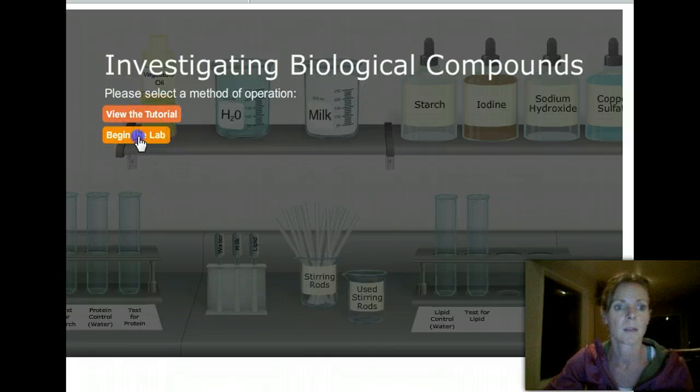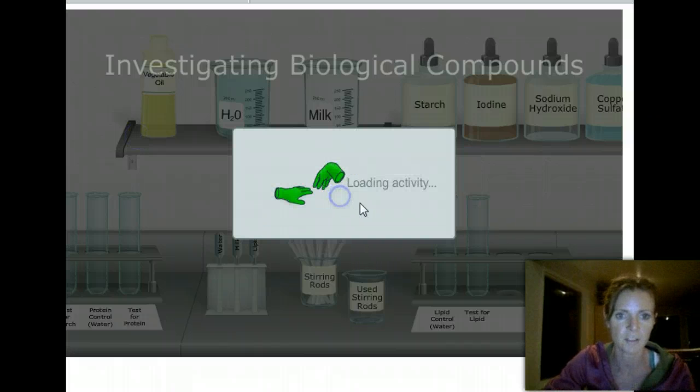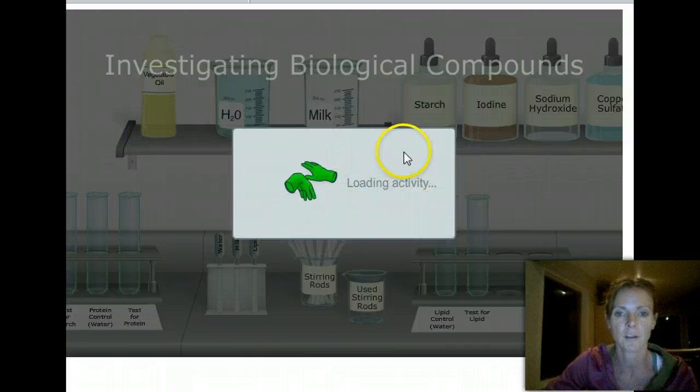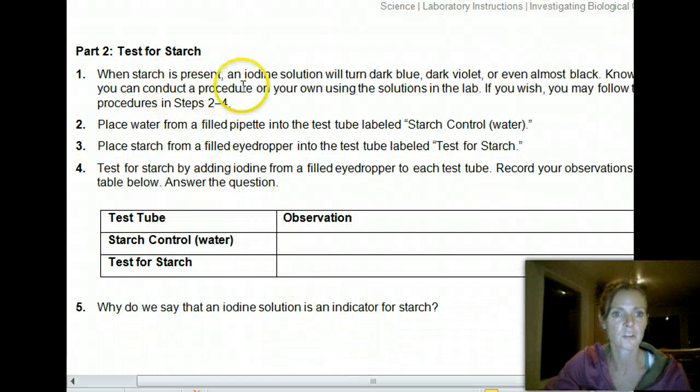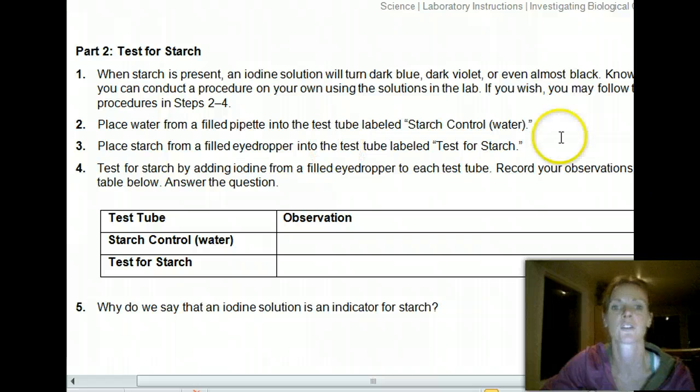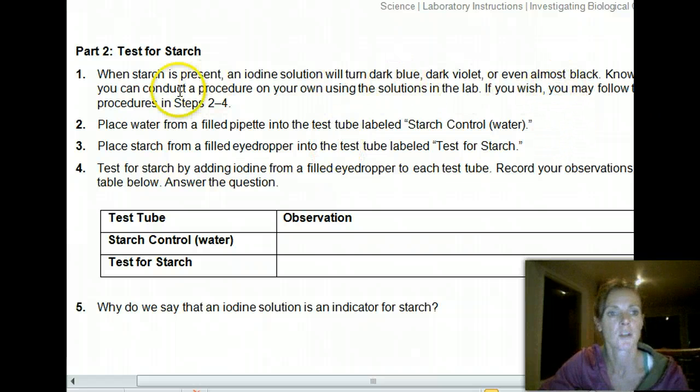Okay, begin the lab. So choose your gloves again. And now we're going to follow the lab instructions, okay? So it says when starch is present, an iodine solution will turn dark blue, dark violet, or even black. Knowing this, you can conduct a procedure. So we already did this. Place the water filled from the pipette into the starch control. Place the starch, okay? So we did all this already.